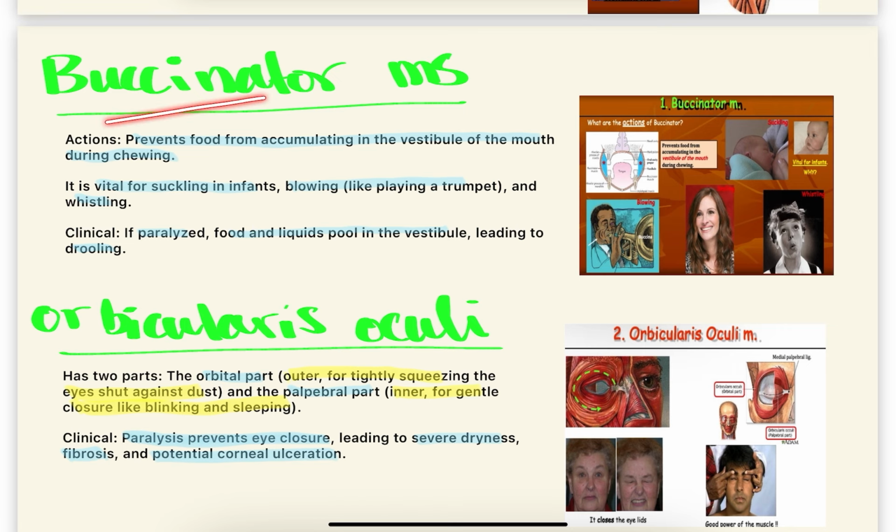Now, let's say this muscle has been paralyzed. What will happen? Now, the job of it to prevent food or liquid being in the vestibule, it's paralyzed now, so they will pool in the vestibule, which will lead also to drooling. The substances will start going out of your mouth.